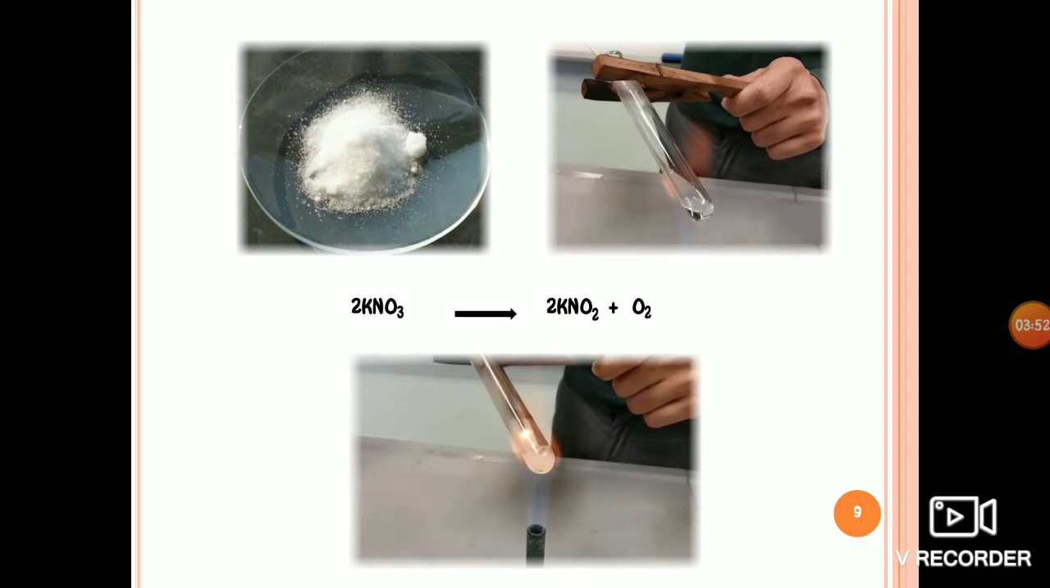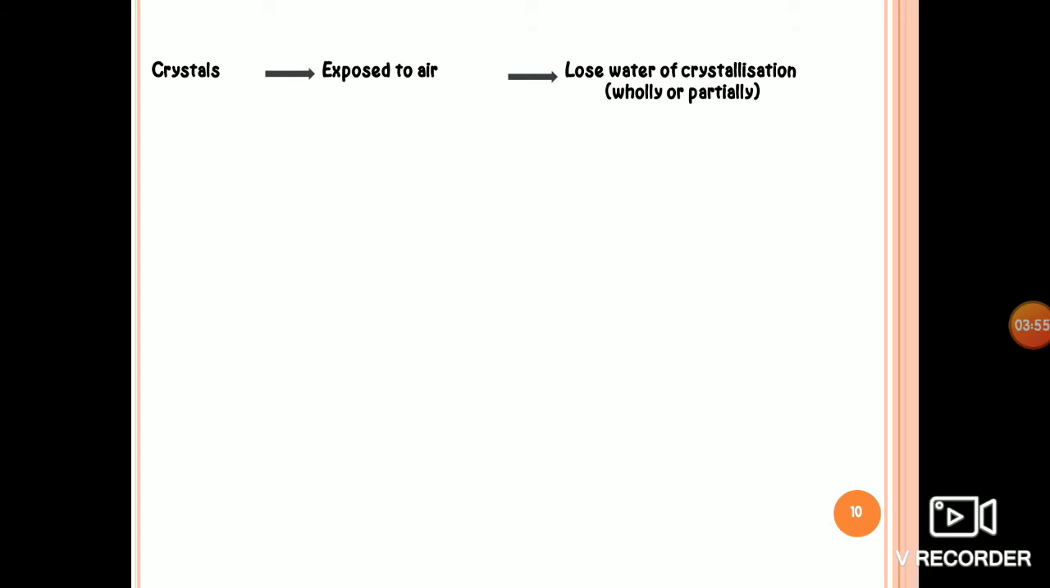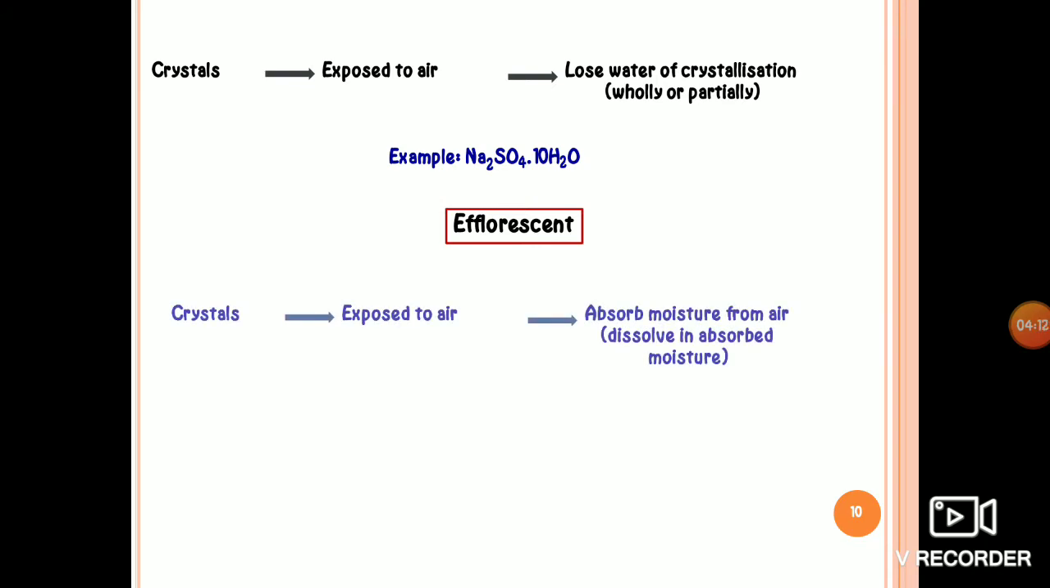Another type of crystals is one which, when exposed to air, loses water of crystallization wholly or partly. For example, sodium sulfate decahydrate can lose 10 molecules of water completely or partly. Such crystals are known as efflorescent. Another type of crystals, when exposed to air, absorb moisture from air and dissolve in it and change their state. Such crystals are known as deliquescent crystals. Example is sodium hydroxide, sodium chloride, etc.